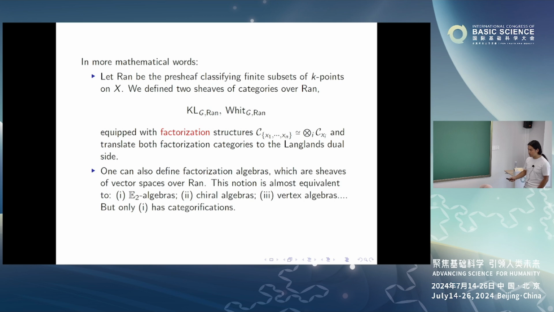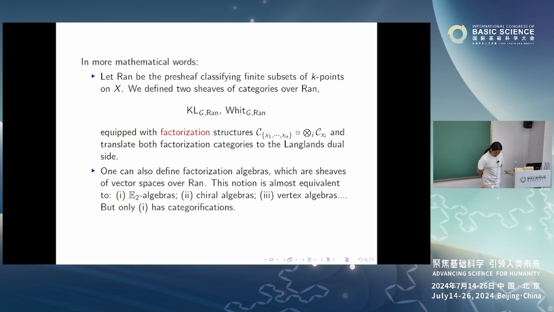This is called Run space, although it's not a sheaf, it's just a presheaf. So you can talk about D-modules on Run space. You can talk about Lie sheaves on Run space. You can even talk about sheaves of categories on this Run space.